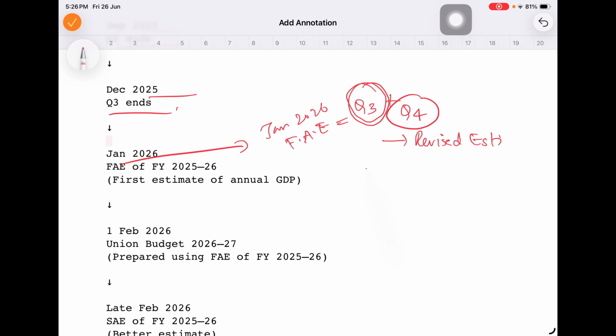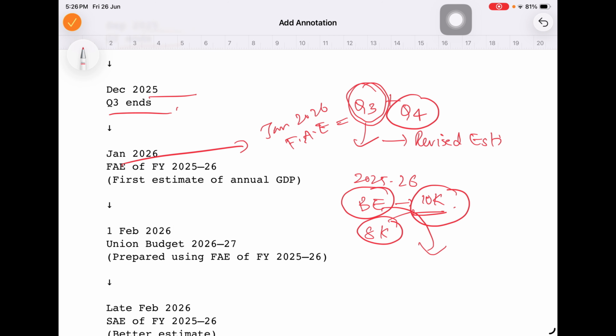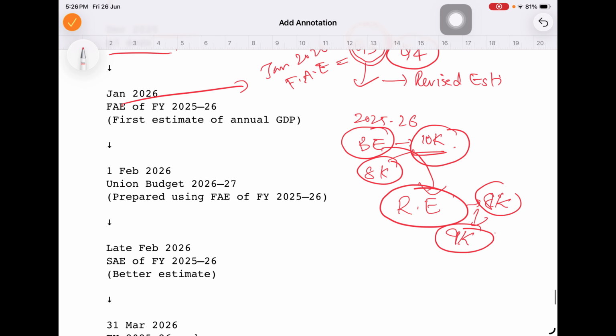See, in the 2025-2026 budget estimate, they estimated, they're guessing, that 10,000 crore is required. Then we have some raw data up to Q3 that 8k crores was spent. So it is almost nearing your budget estimate. So they make a revised estimate. They say okay, 8k crores was spent and we are expecting maybe 1000 crores more will be spent. So the revised estimate is 9000 crores. And then you can see the budget estimate was 10,000 crores.